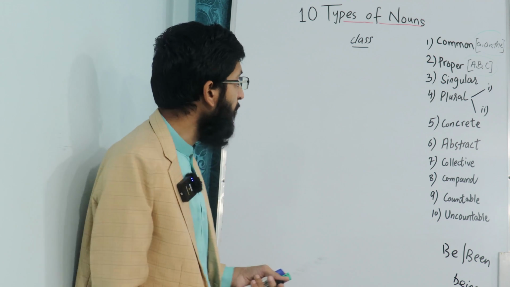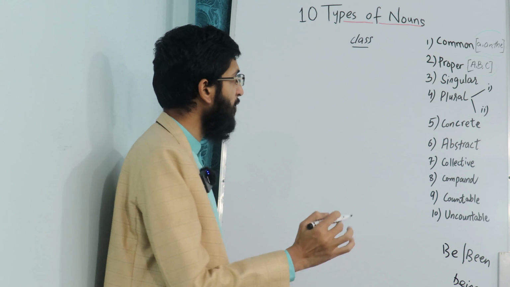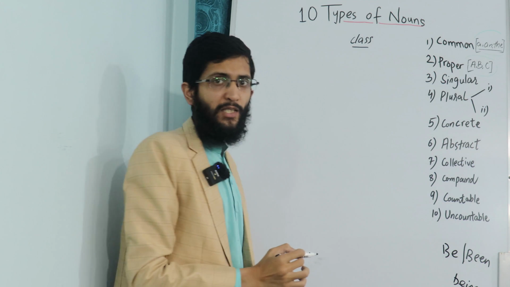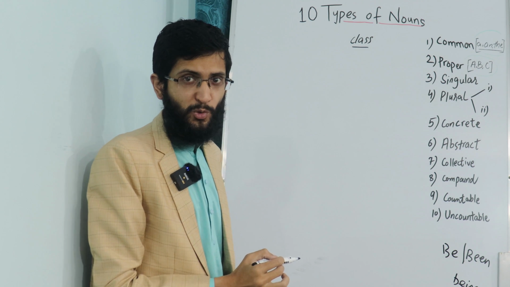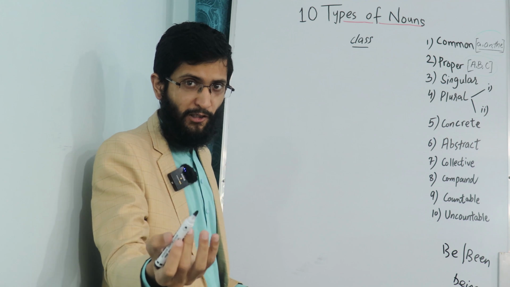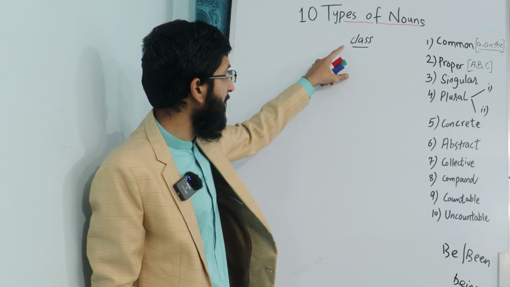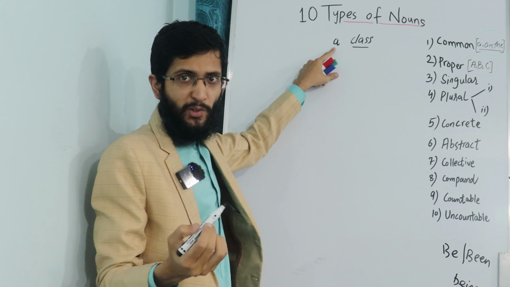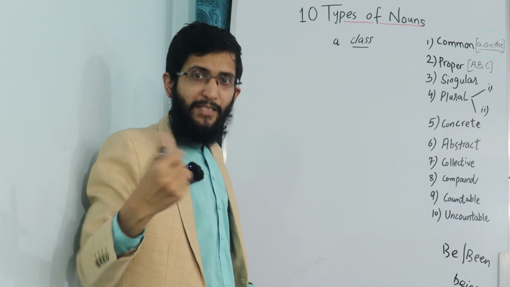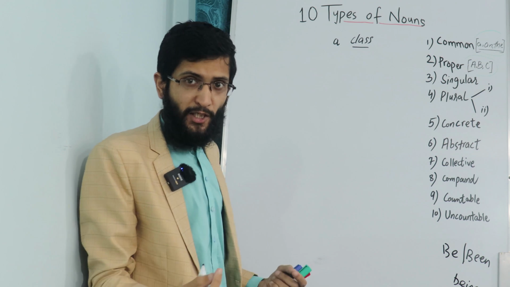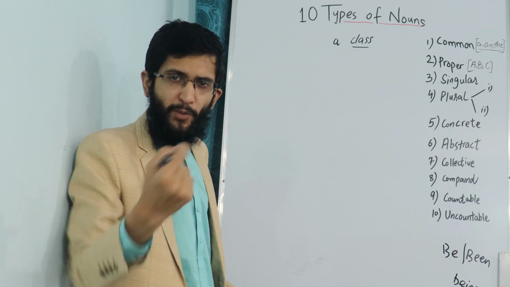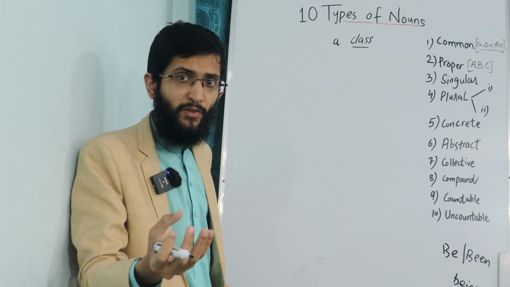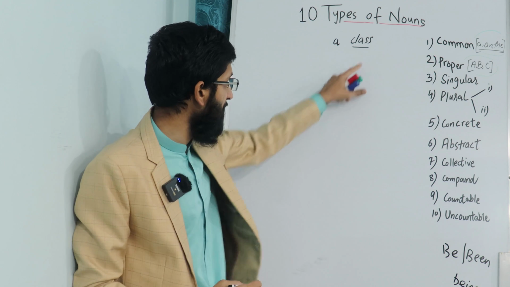So first is common noun. It is very simple to recognize a common noun. You might see determiners like a and the, this, that, these, those, my, your, his, her, and their before a noun. For example, a class, my class, your class, his class, their class, his child, their pen, my country. So all the common nouns might have a determiner before them.